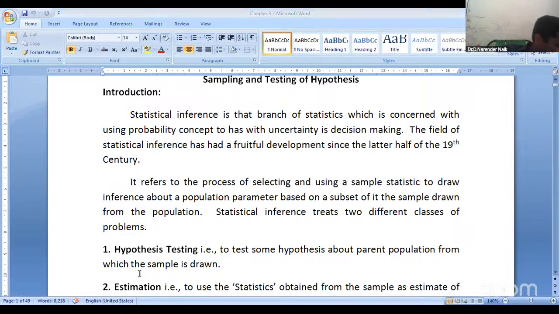And testing of hypothesis. So statistical estimation and hypothesis testing. Introduction to testing of hypothesis, test of significance of attributes, attributes, test of significance large sample, test of significance small sample.